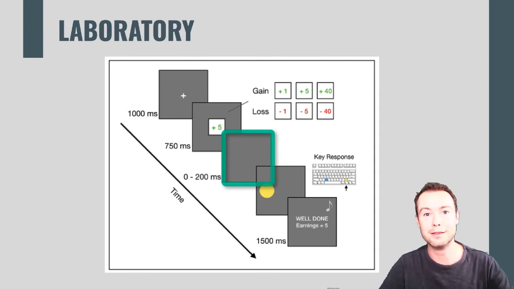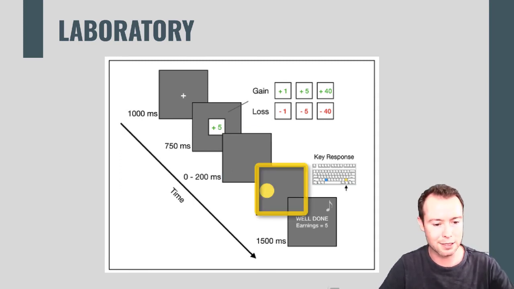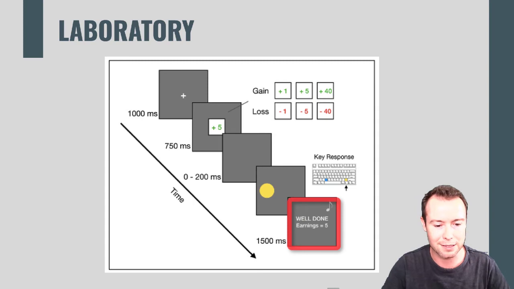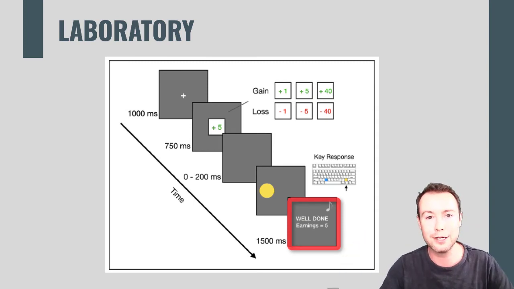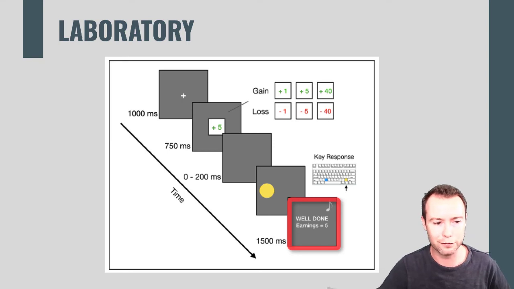Then the stimuli appears on the screen. So in this case, a yellow circle is appearing on the left-hand side of the screen. The participant makes their response on the keyboard, and after 1.5 seconds, we give them some feedback. So in this case, they've pressed the correct response, which is the right keypad, and we tell them, well done, this is how much you've earned for that trial.